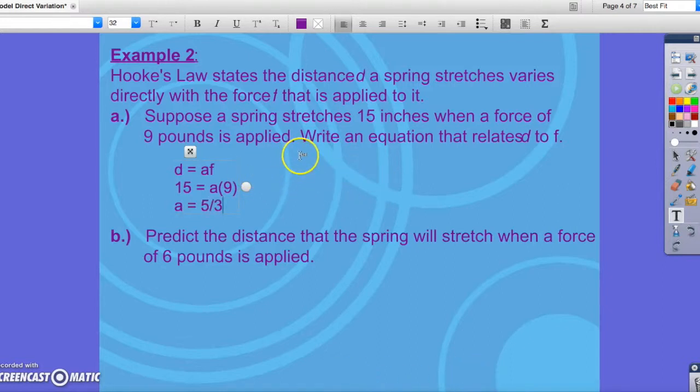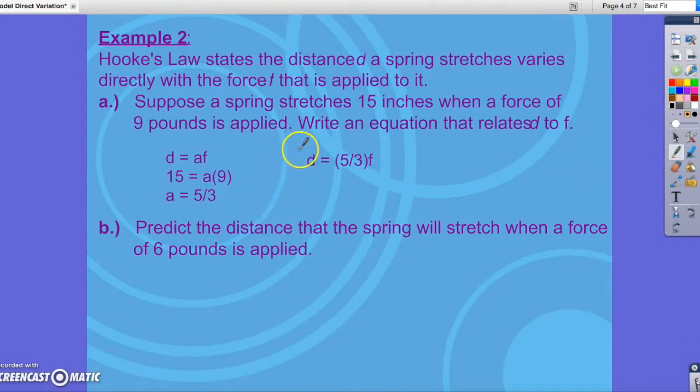Now remember, I'm not finished. I have to write the equation, so the only thing I plug back in is A. So I'm going to write D equals 5/3 F. And I'll put parentheses around it since it's a fraction. So that's my answer to letter A.